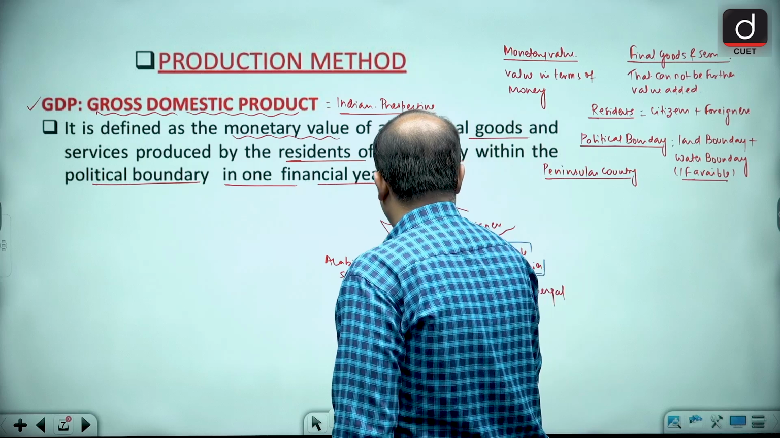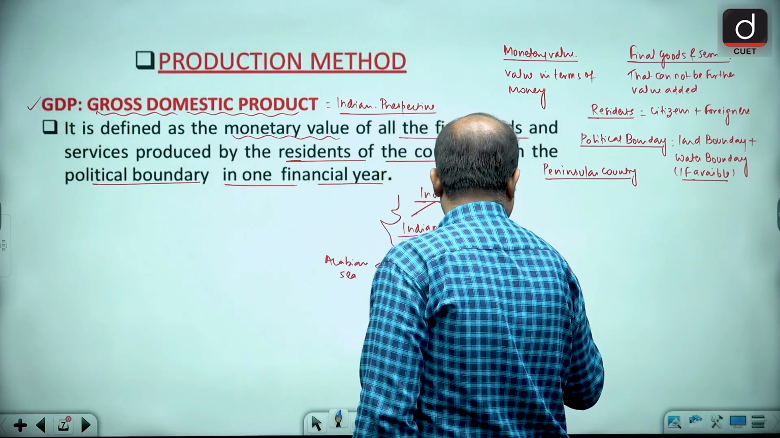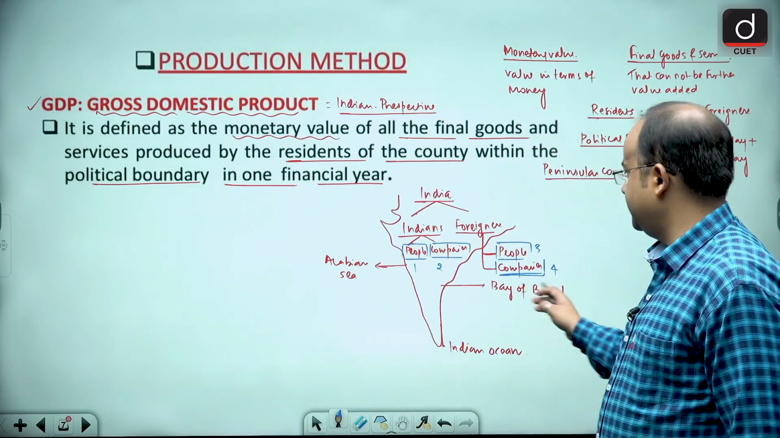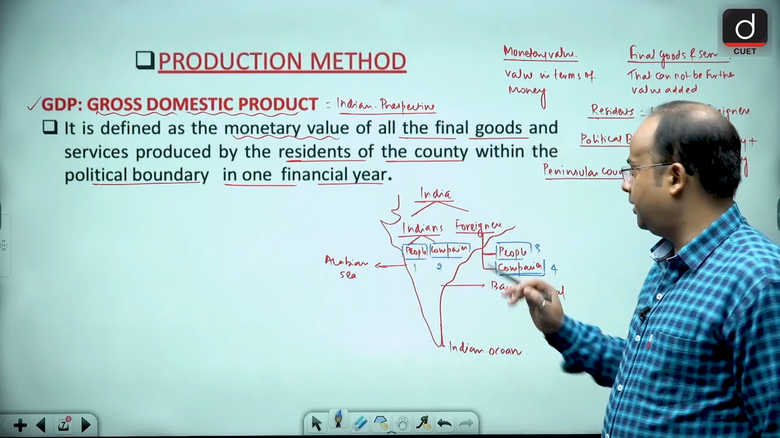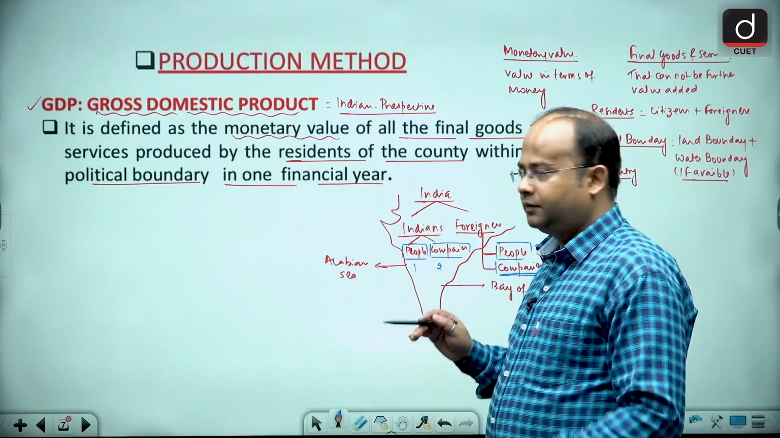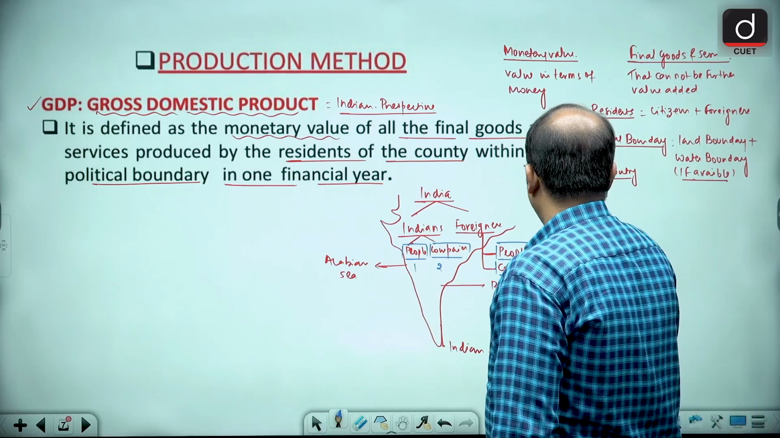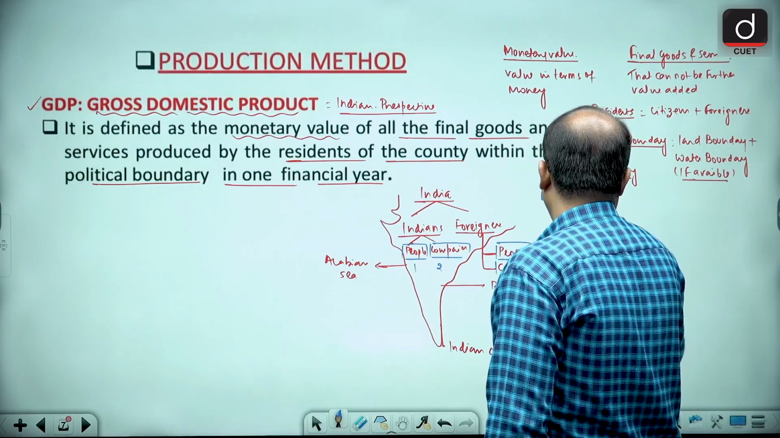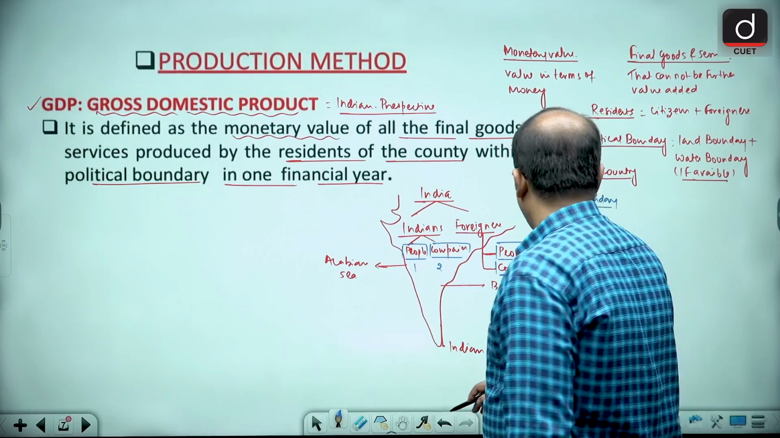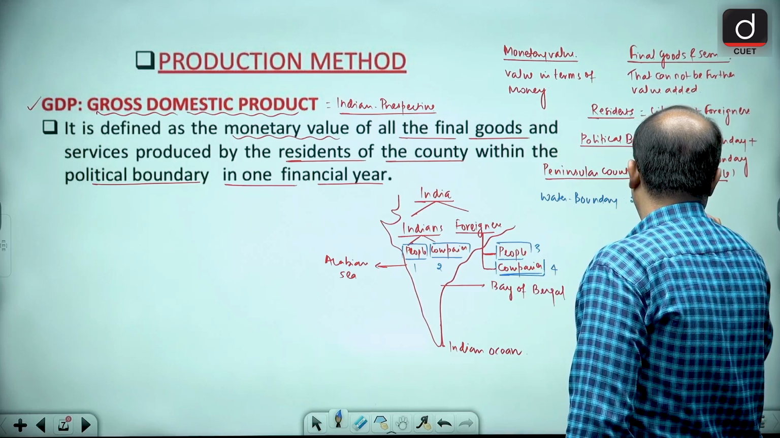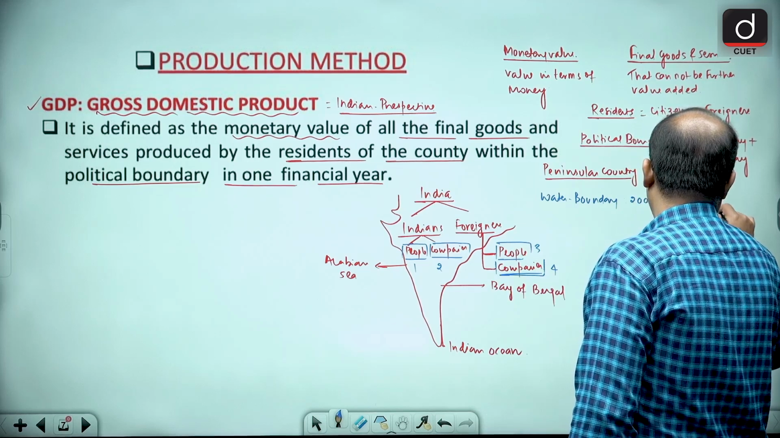So if I say 1, 2, 3, 4, plus the final goods and services earned from the water boundary. Now, according to the United Nations Convention on the Law of the Sea, the water boundary of any country is 200 nautical miles from the seashore.